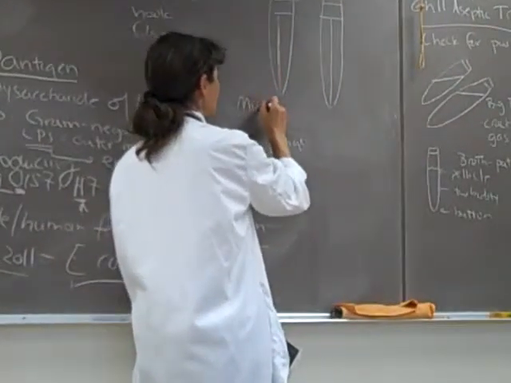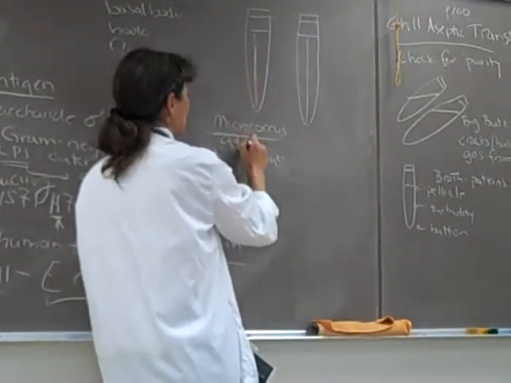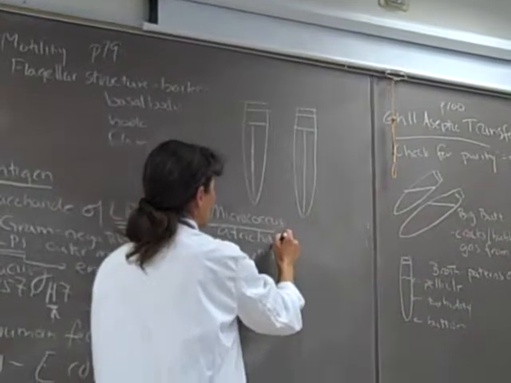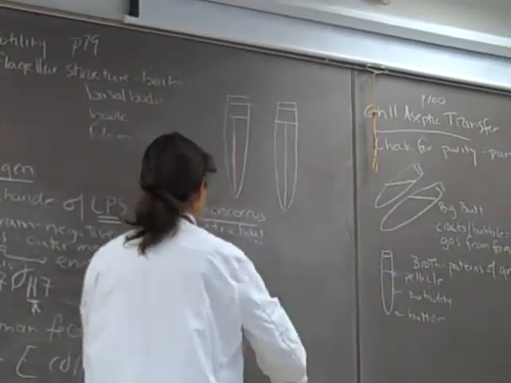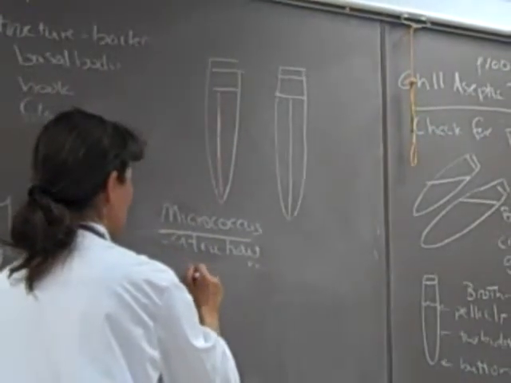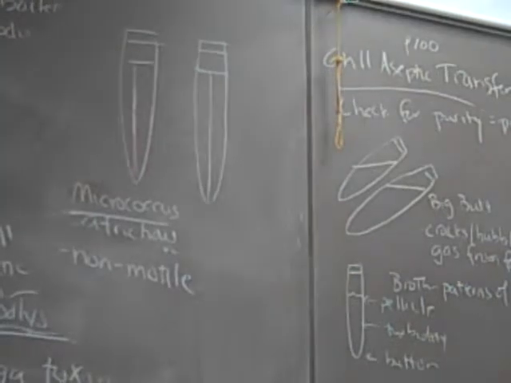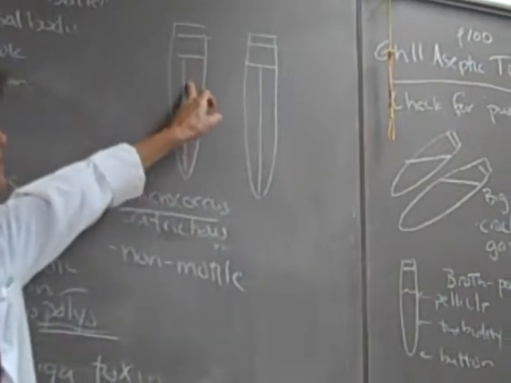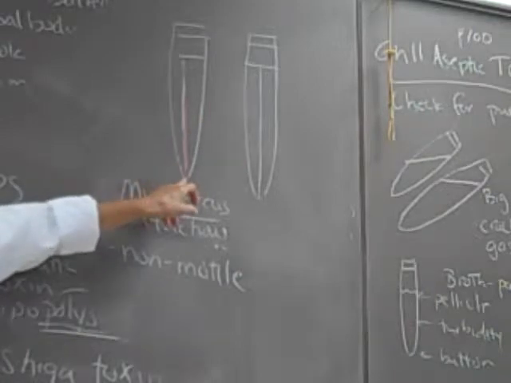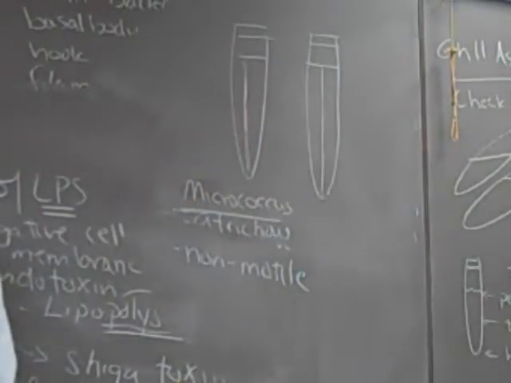Micrococcus lack flagella, so they're atrichous. So we would predict that they would be non-motile, they can't move. So when you hold your Micrococcus tubes up to the light, we would have predicted you only see opacity along the stab line where the Micrococcus were growing. They don't have the ability to move away from the stab line.